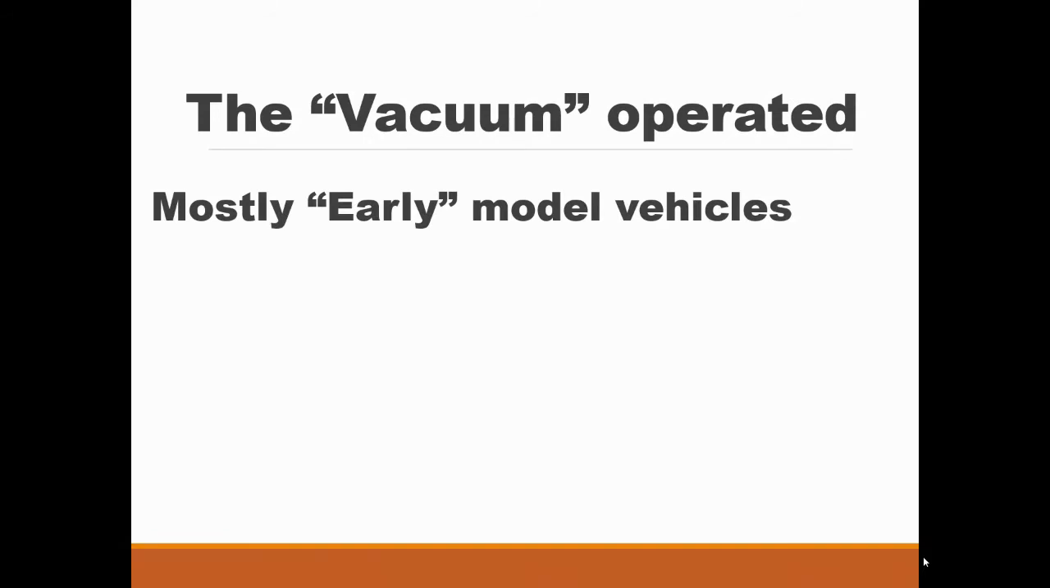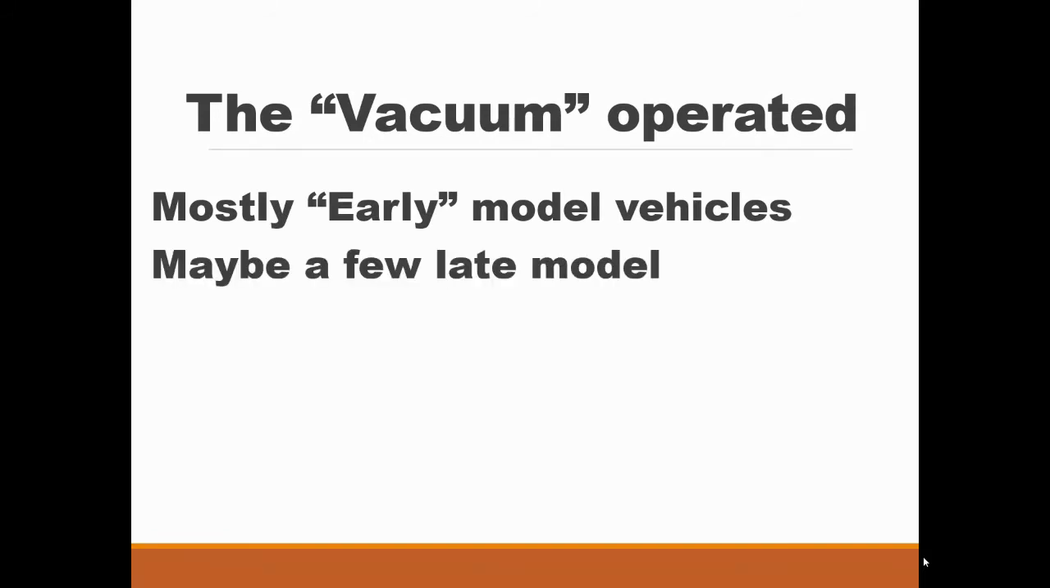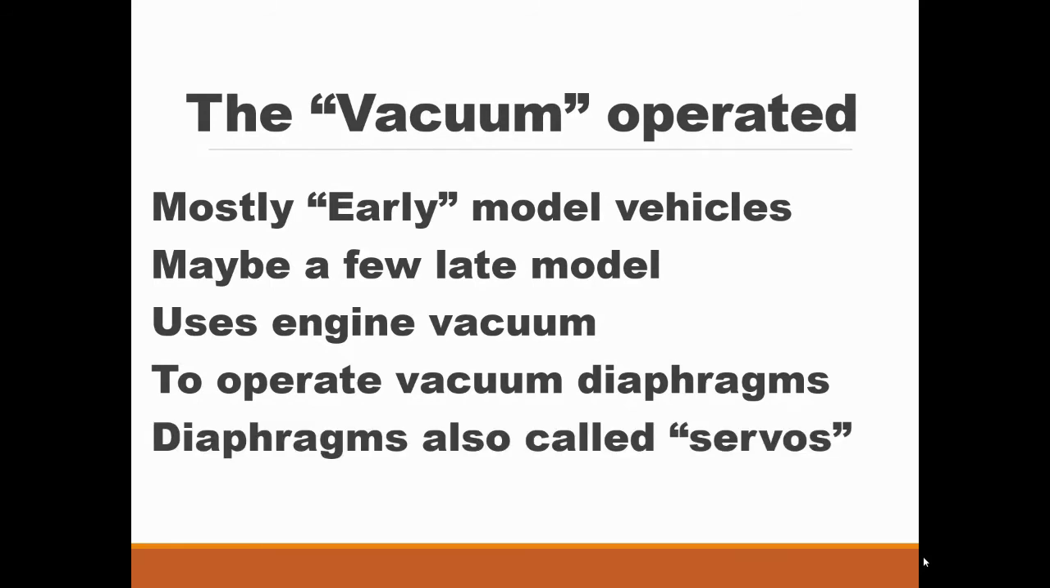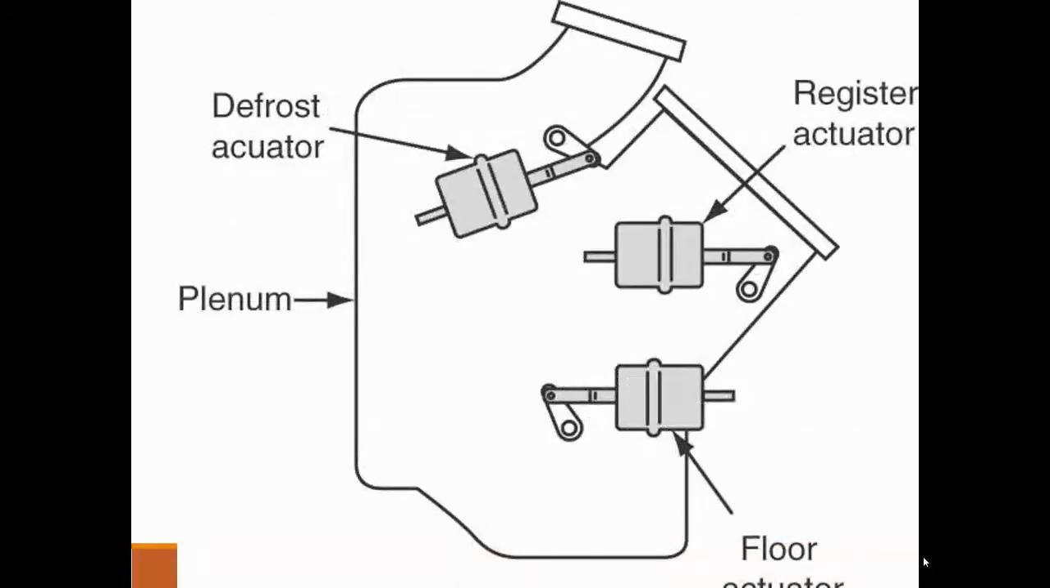Next type, the vacuum operated. Early model, that means the older vehicles, was mostly, but I've seen them all the way to 2005, 2006. Some vehicles still have them. It uses engine vacuum to operate the diaphragms. These diaphragms can be called servos. Here we have three of these, and they're called actuators.